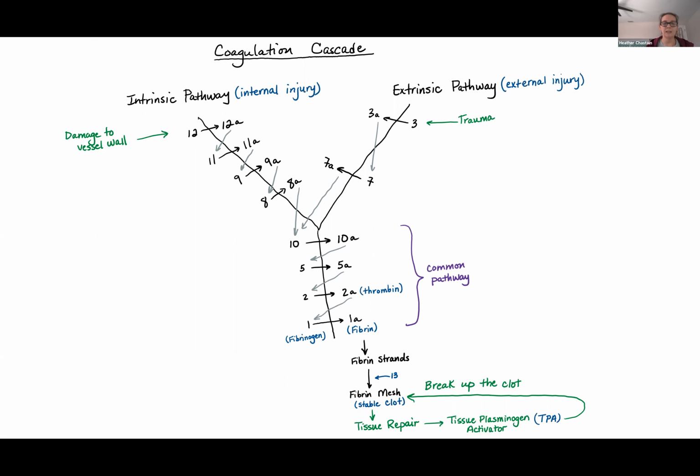So this is the coagulation cascade. This is how our body forms a clot, whether it's an internal injury or an external injury. It ends up at the same point, okay?